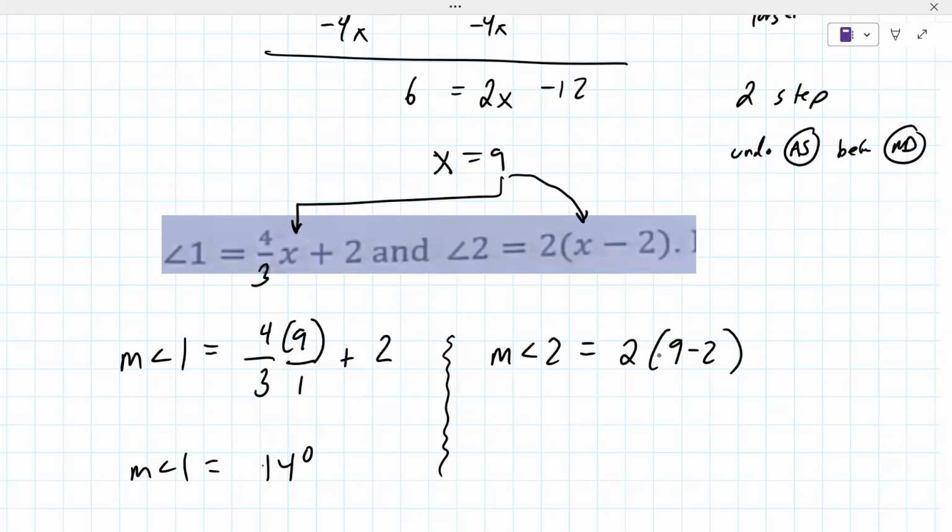14. The same angle, right? Measure 1 and measure 2 are the same, so you should get the same result. Look, 9 minus 2 is 7. 7 times 2 is 14. Okay, that's your answer, be confident.